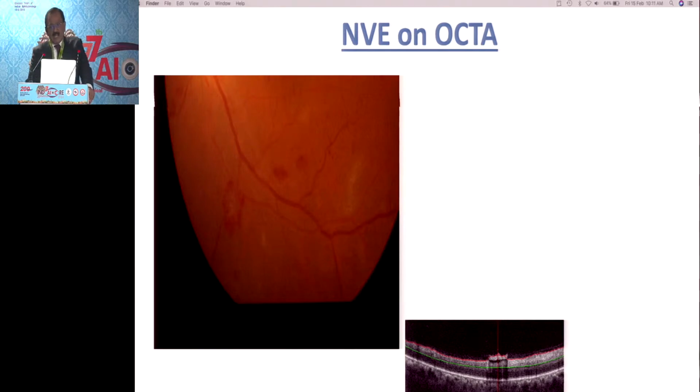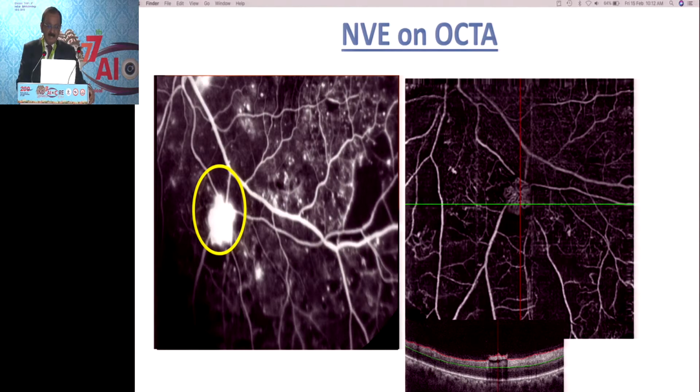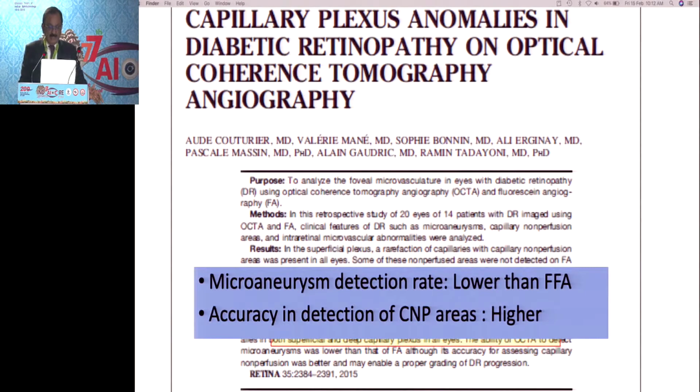In identifying the NVE in this structure, where it's very, very subtle, you would have to do a fluorescein angiography, whereas in the OCTA, you are able to look carefully. You will be able to see the new vessel membrane, and you actually see the extent of the membrane, which gets hidden in the FFA. Here you will be able to see the coiled new vessel structure. Even if you want to treat it, you'll be able to see it.